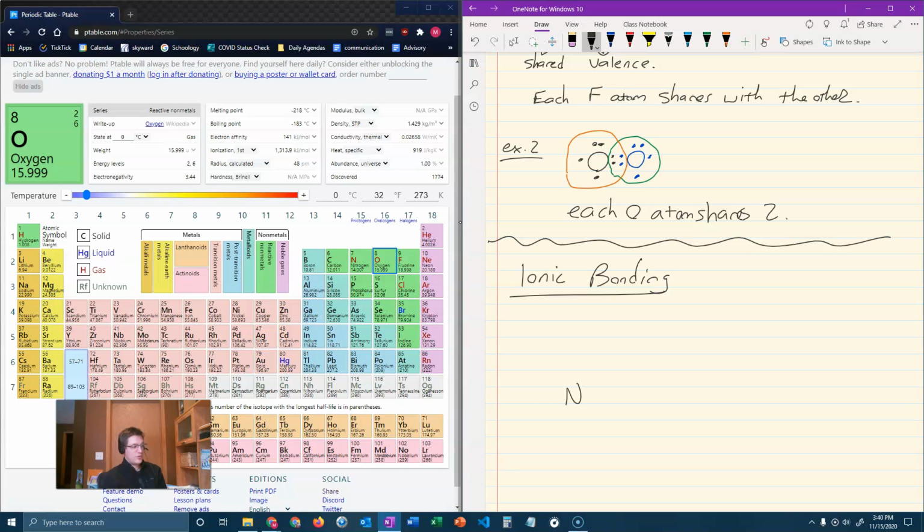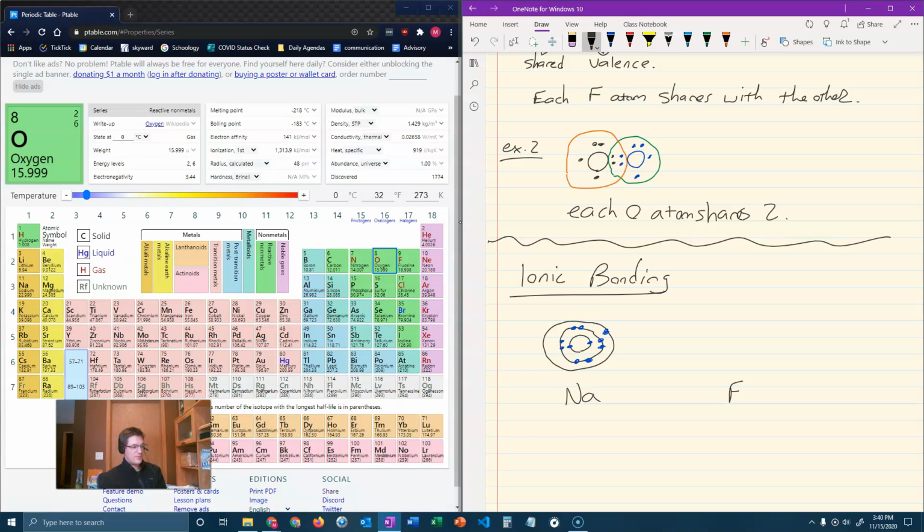We're going to start with a sodium atom, and I'm going to draw the full Bohr diagram here. You'll see why in a moment. Sodium has 11 electrons. That's 2 in the first shell, 8 in the second shell, and 1 in the outside valence shell because it's in group 1.